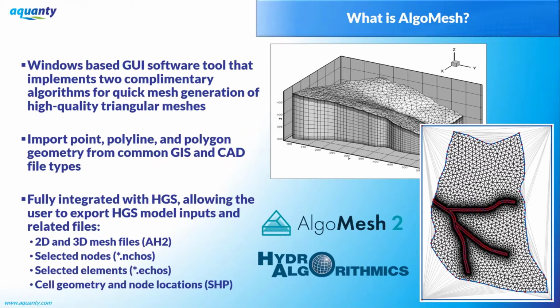Most importantly, AlgoMesh is fully integrated with HGS, allowing you to export HGS model inputs, including your mesh file, selected nodes and elements, which are your nchos and echos files, as well as some shape files of the cell geometry and node locations, which are often quite useful.